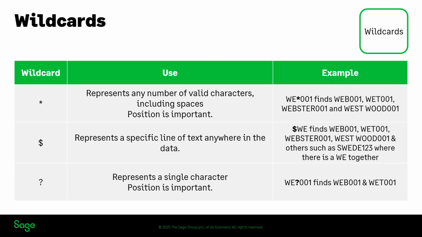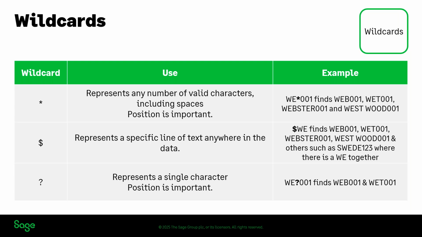Next, you've got the $ sign. The $ sign represents a specific line of text anywhere in the data. So if you put the $ sign and WE, it finds Web01, Wet01, Webster, West, and others such as Swede 123. So it's basically anywhere where the W and the E are together, but that could be anywhere in the data.